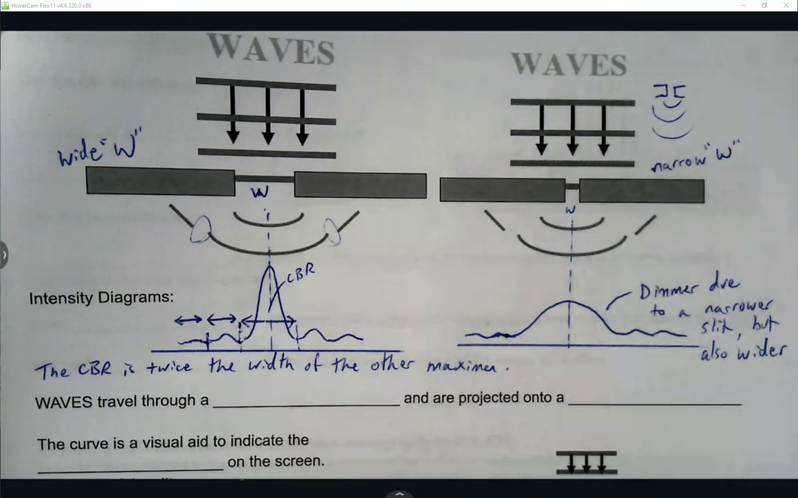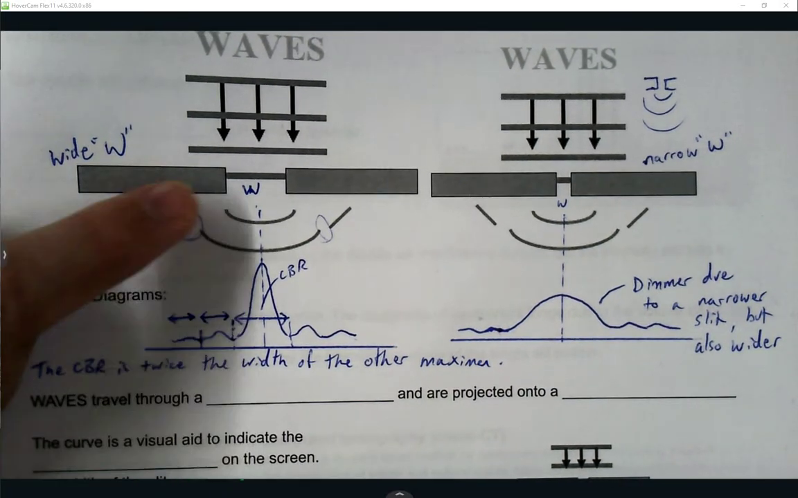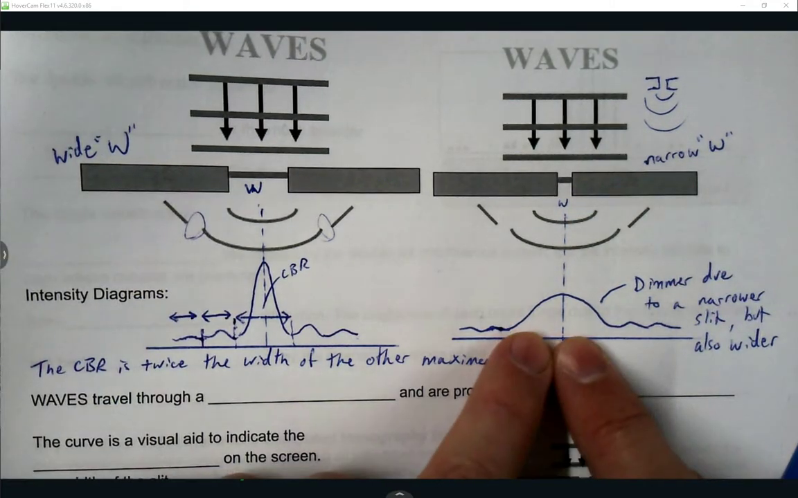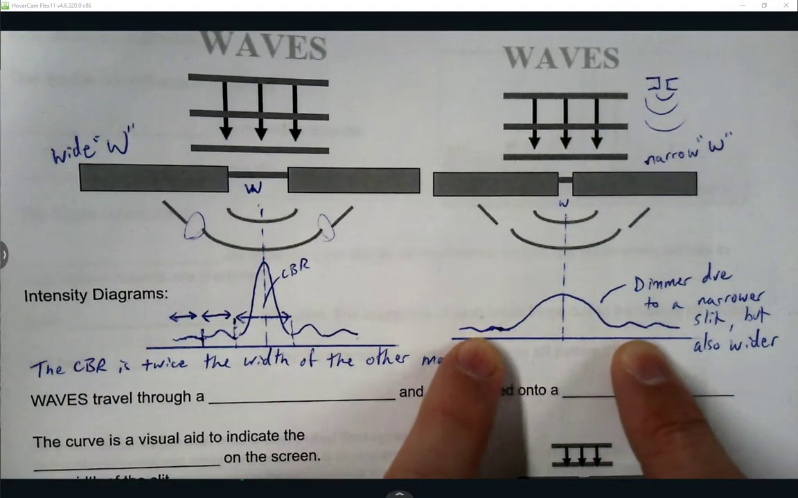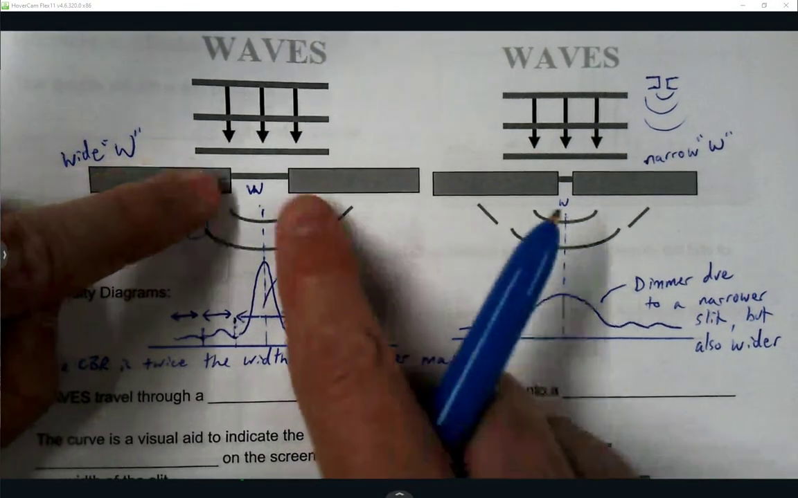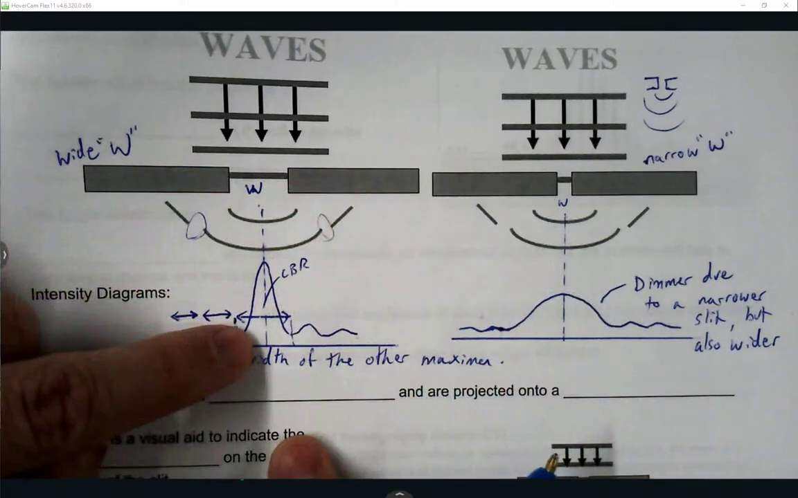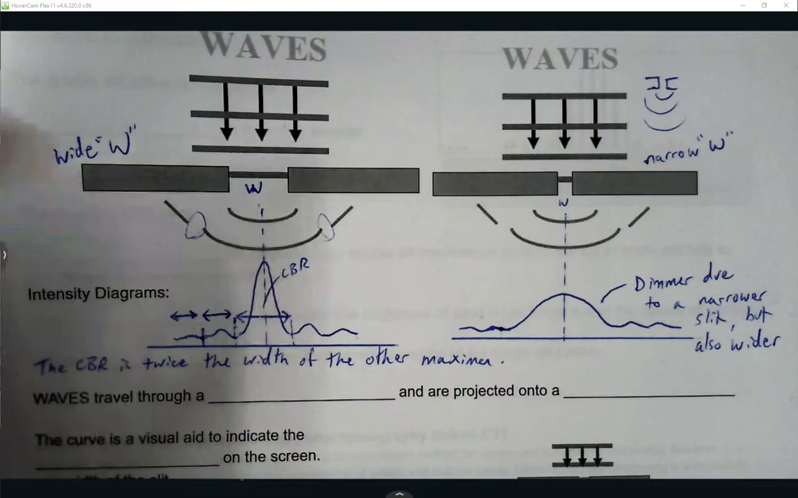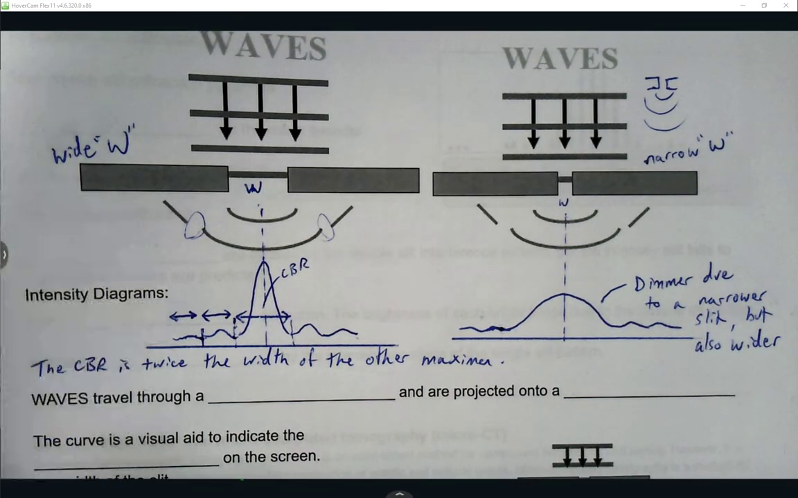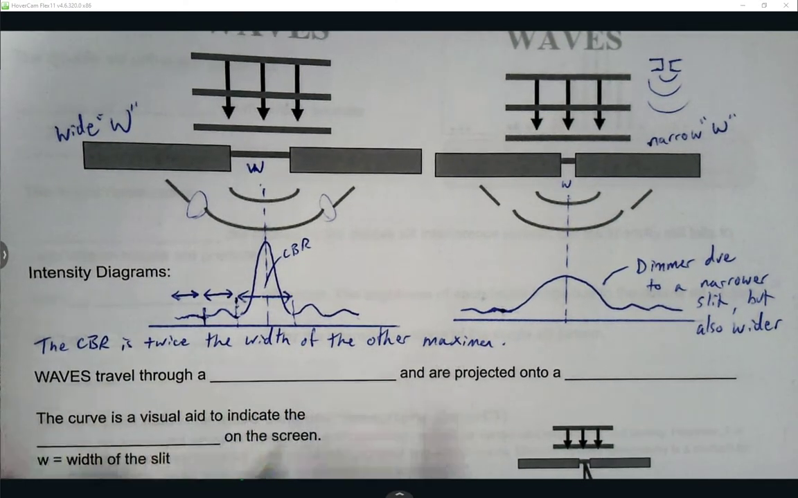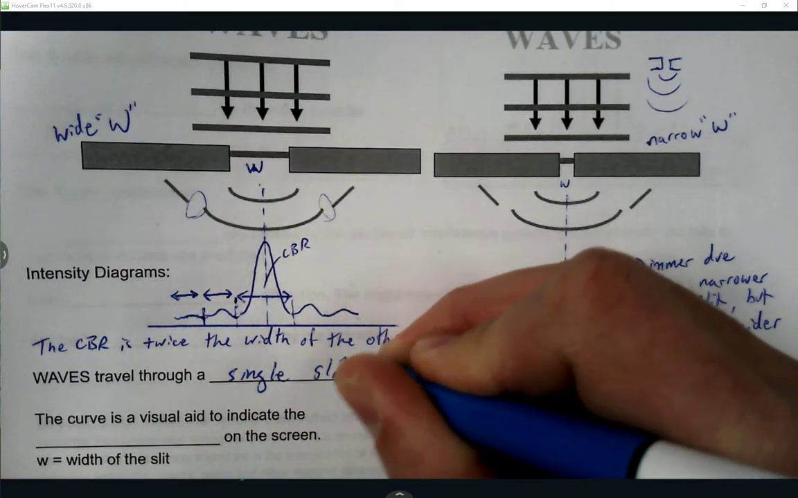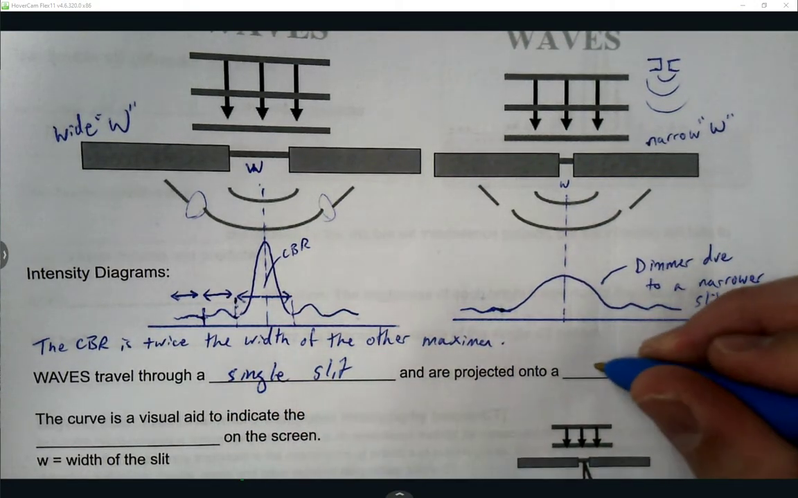And so in terms of proportionality, what we could say is that as the width decreases, the spread of the interference pattern gets wider. As the width increases, the intensity of the waves coming out the other side gets higher. That could be a nice proportionality way to talk about this, okay? Anyway, the waves travel through a single slit, that's what we're talking about, and are projected onto a screen.